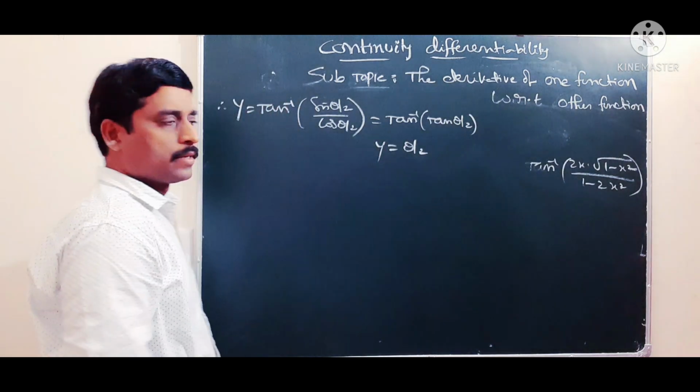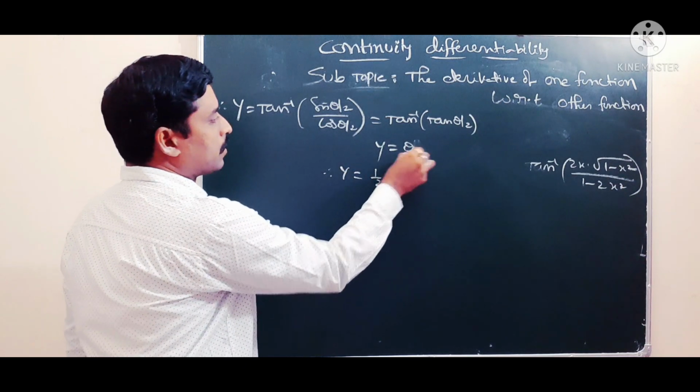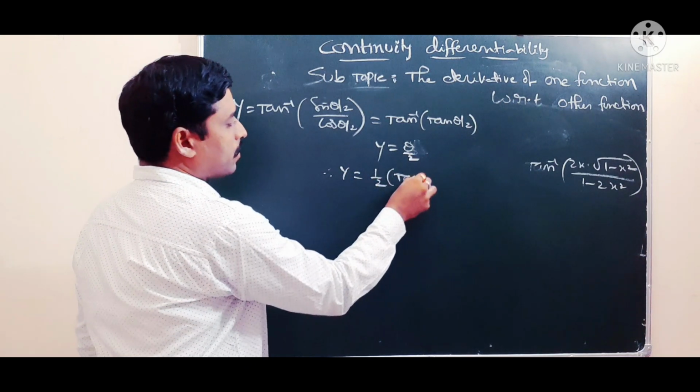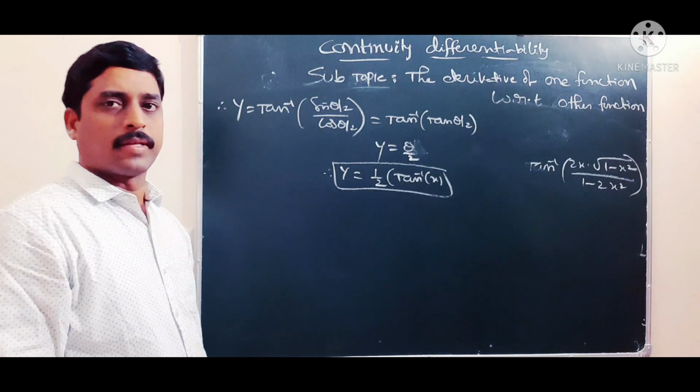What is this? The y value. Therefore, y is equal to 1 by 2 times theta. Theta value is tan inverse x. So y is equal to half tan inverse x.